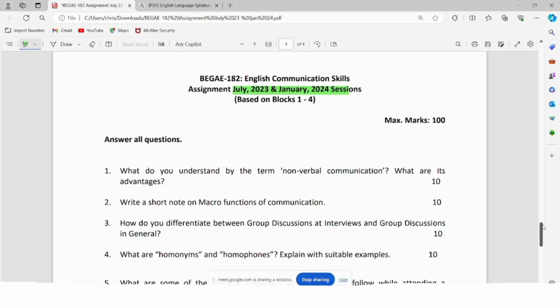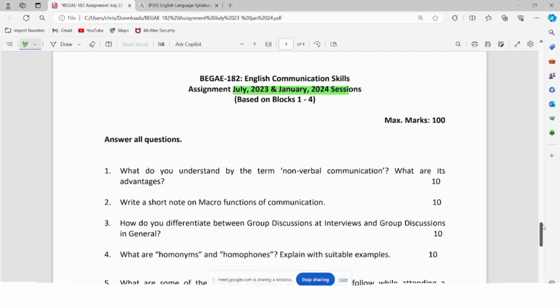So block 1, unit page number 9. There you might find it challenging to write this answer for 10 marks. What's the reason? The reason is because you just have 7 points given there with a brief explanation. Now it's up to the learner to increase the length of the answer with a suitable introduction and conclusion.